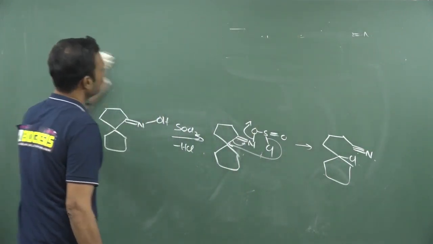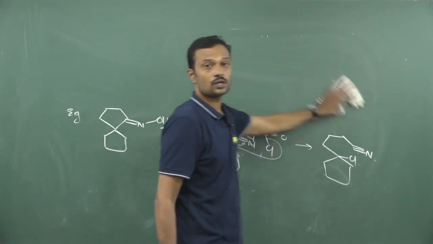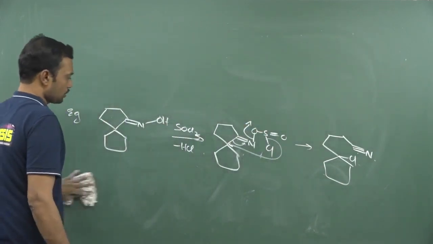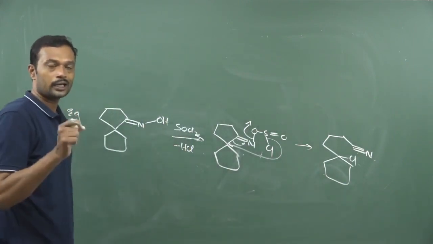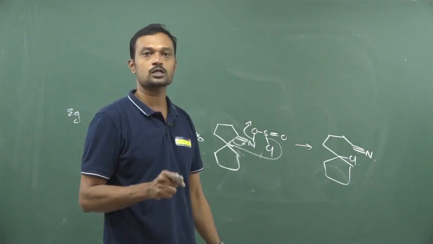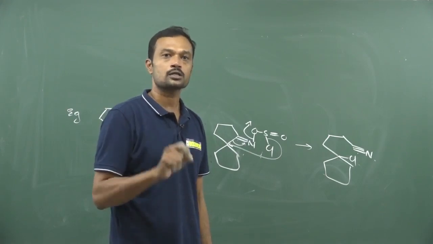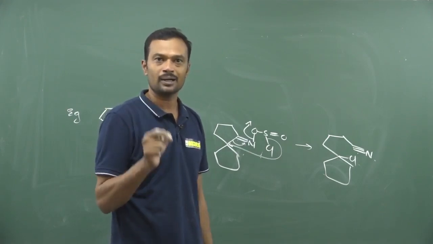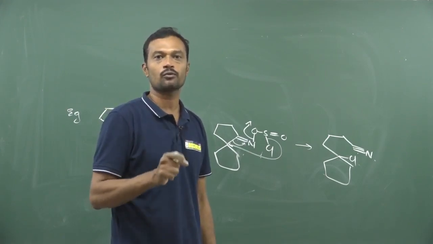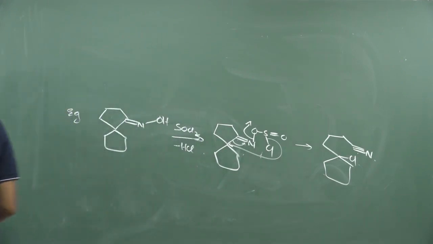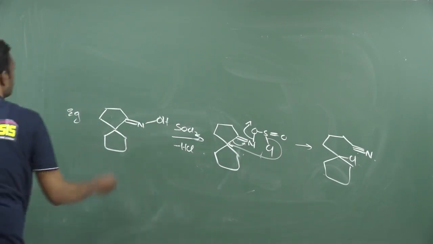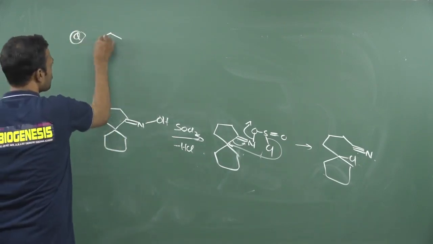If abnormal Beckmann is given, here nitrile formation is always major. In case of Beckmann, only ketoxime is responsible to give amide. In case of abnormal Beckmann, ketoxime is responsible to give nitrile, but the skeleton or starting molecule requires a specific geometry. Based on that geometry only we need to decide the product. Okay, so I am giving one selective example, just try to predict this.